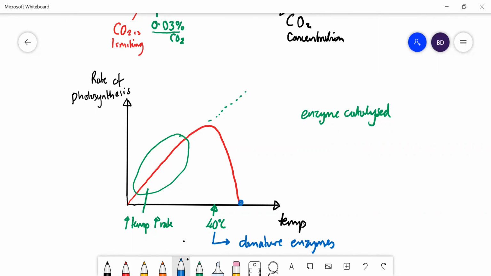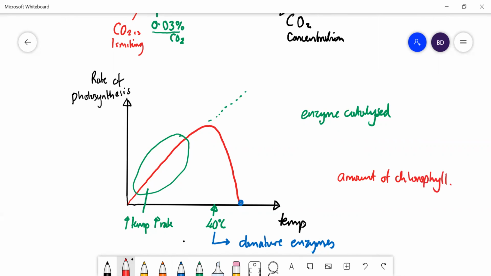Okay, so that's just a quick summary of all the three things you've got to worry about that will affect the rate of photosynthesis. The amount of CO2, the light intensity, and temperature. You might also want to think about the amount of chlorophyll.